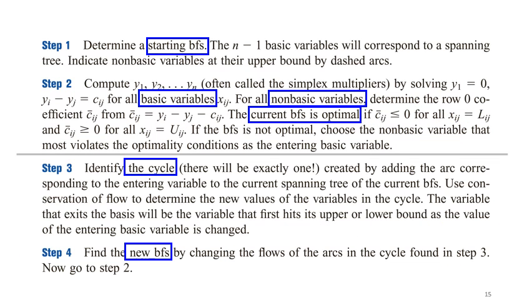So up to this point, we have finished step 2 with the conclusion that the BFS that we have obtained in step 1 is not optimal yet. We have also seen that the non-basic variable x34 must be increased from the current value, which is 0 at the lower bound. So I'm going to talk about how we can perform step 3 and step 4 in the next video.